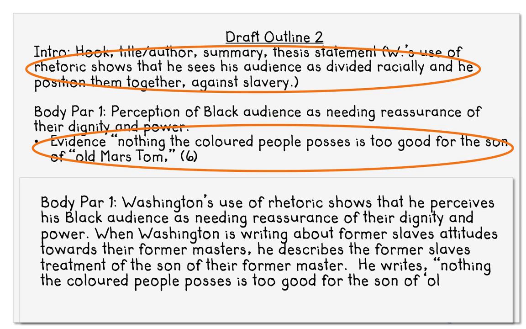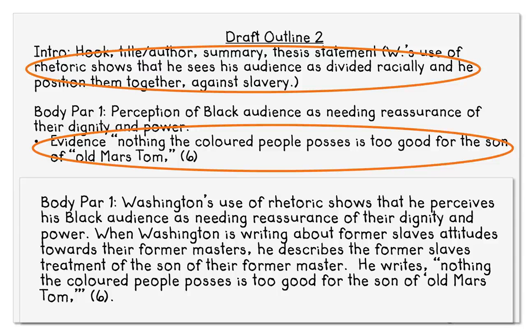So this is where you're really just summarizing what was happening in the text before the quotation, because if I just jumped into the quotation, "Nothing that colored people possess is too good for the son of old Mars Tom," my reader would have no idea what that evidence meant or how it related to anything.